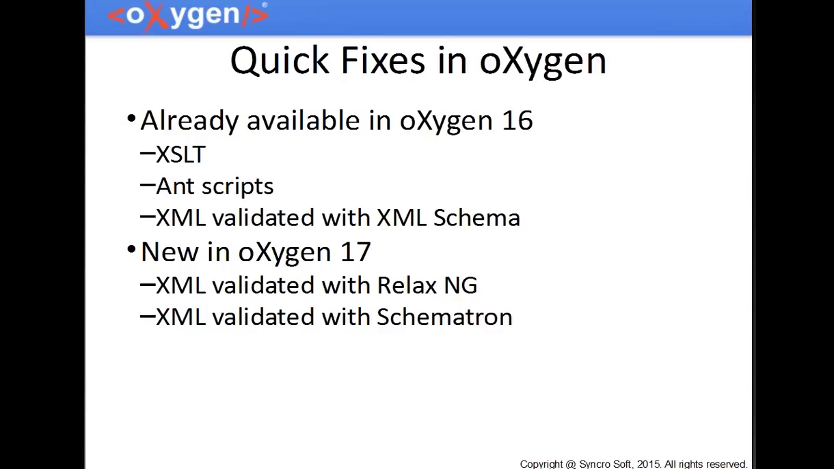These quick fixes in oXygen aren't that new. We introduced them in version 16, which is like a year ago. And at that time we introduced quick fixes for XSLT scripts for situations in which you are calling a template and it's not the right template, or you're using a variable and that variable is not yet defined. For all these situations you'll get a quick fix and a solution to that problem.